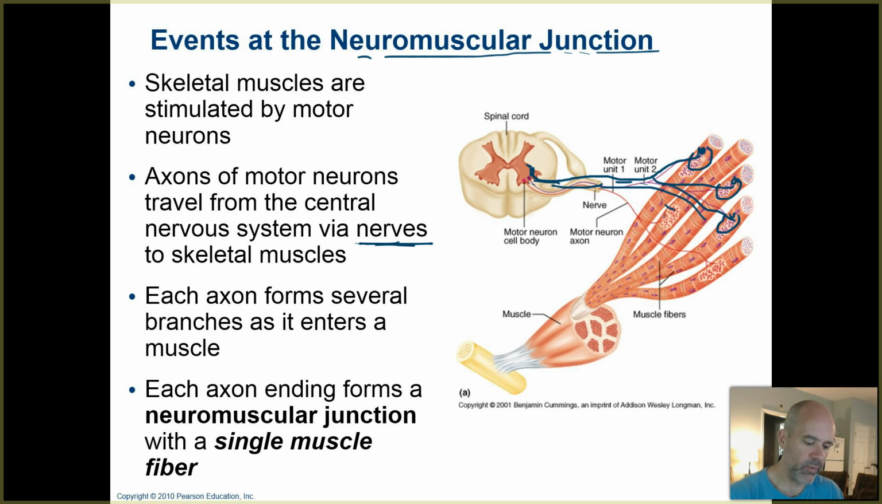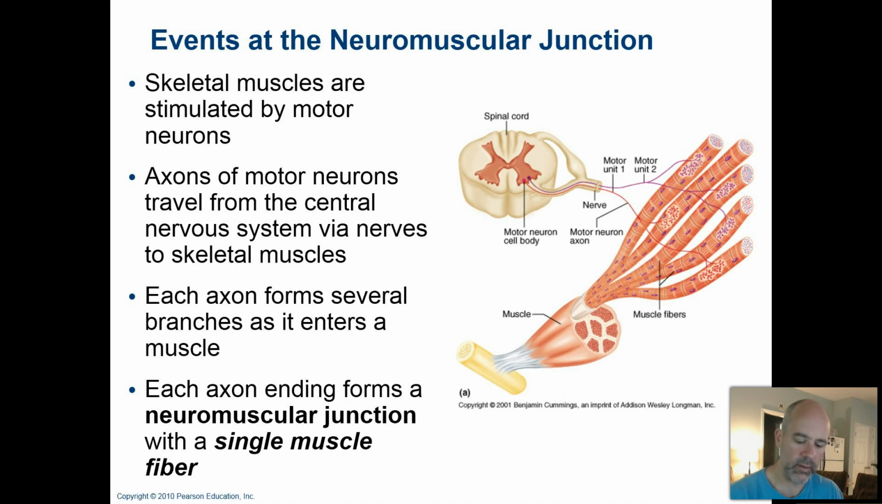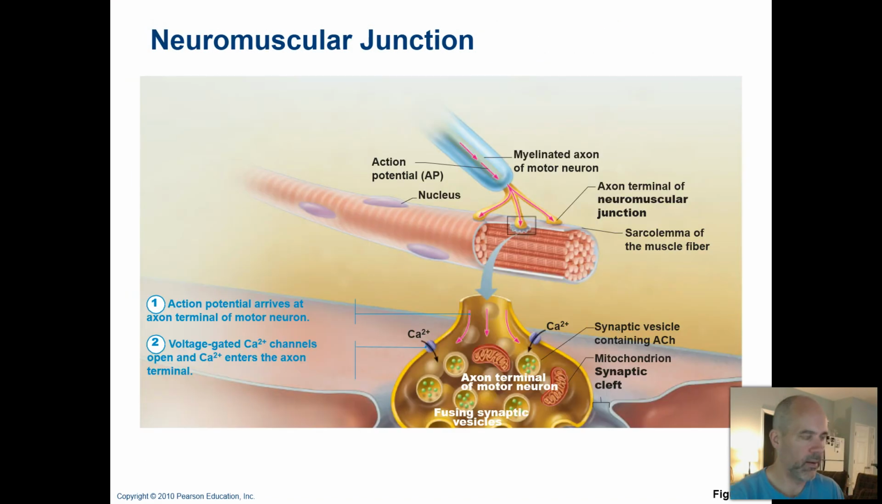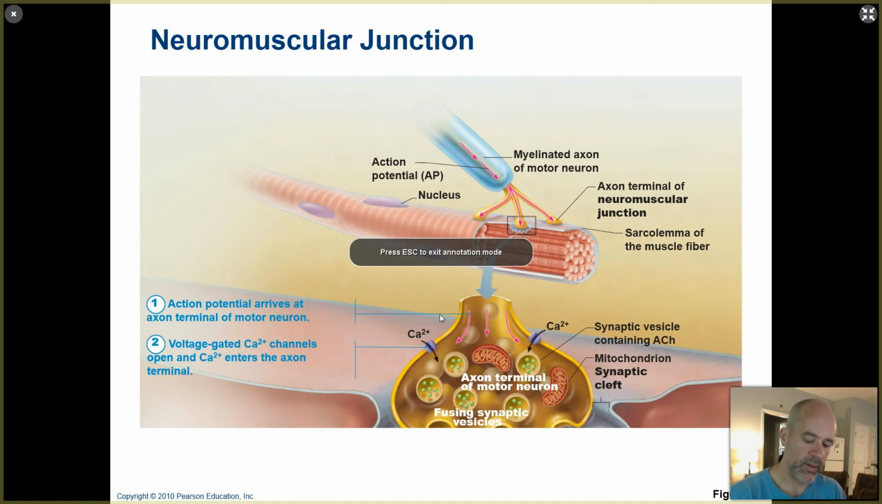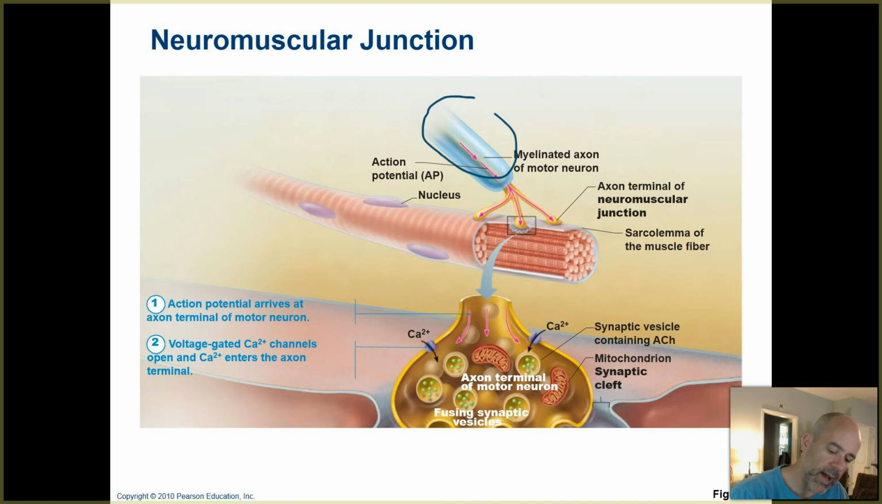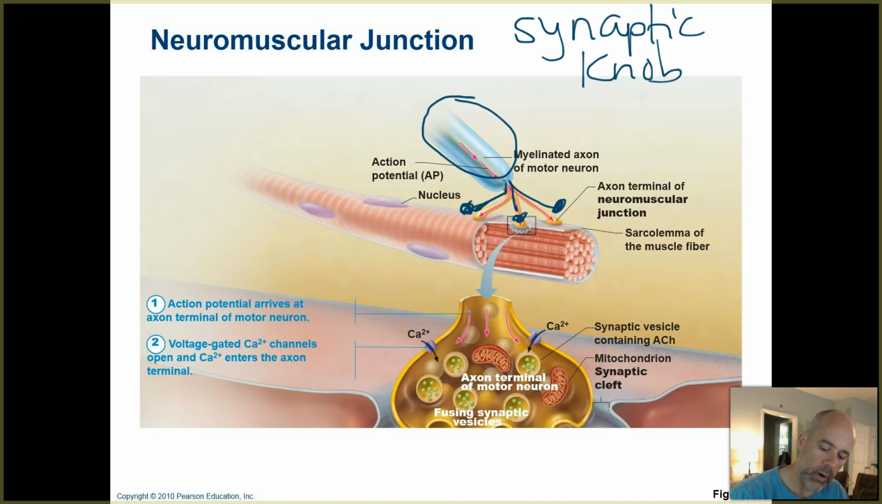Okay, so let's move on. We'll take a closer look at our neuromuscular junction. This is a pretty nice little diagram from your textbook. And so here they're showing you, all right, you've got an axon here, and just as it gets really close to a muscle fiber, it makes some little branches. And at the ends of each of those branches, you're going to have a widened area. That widened area is called the synaptic knob or an axon terminal is another name. I think that's the name your textbook prefers to use.